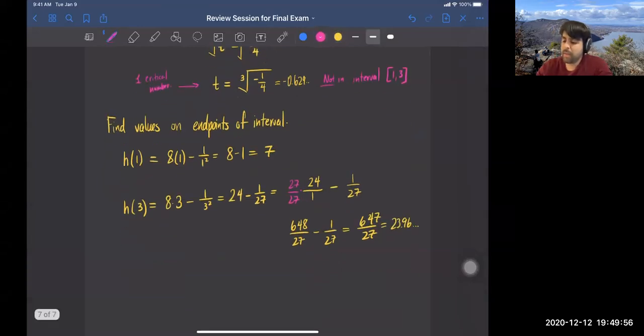So obviously, which one is the minimum on this interval? 7 is, and this will be my max. So this will be my minimum value. This will be the absolute minimum value, and this will be the absolute maximum value.